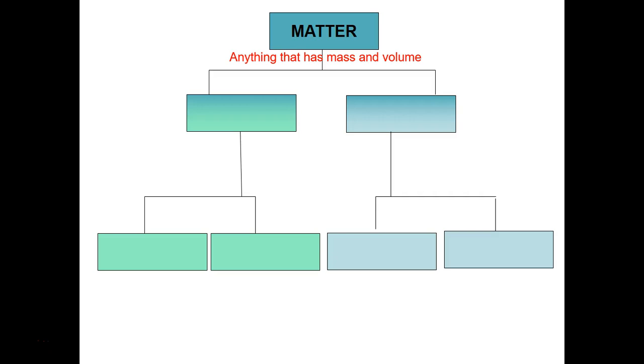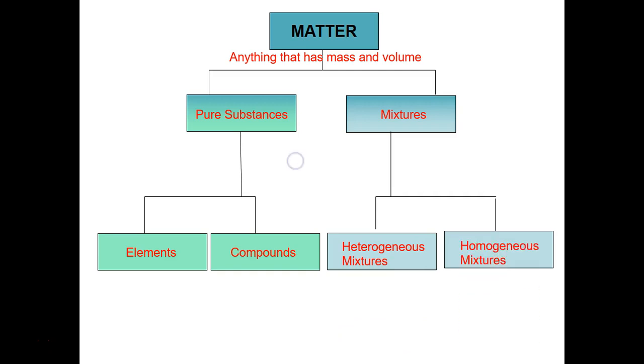And matter can be broken down into two categories: pure substances and mixtures. So pure substances consist of elements and compounds, and mixtures can either be heterogeneous mixtures or homogeneous mixtures. Now we'll zoom in on each of these and define what they are for you.